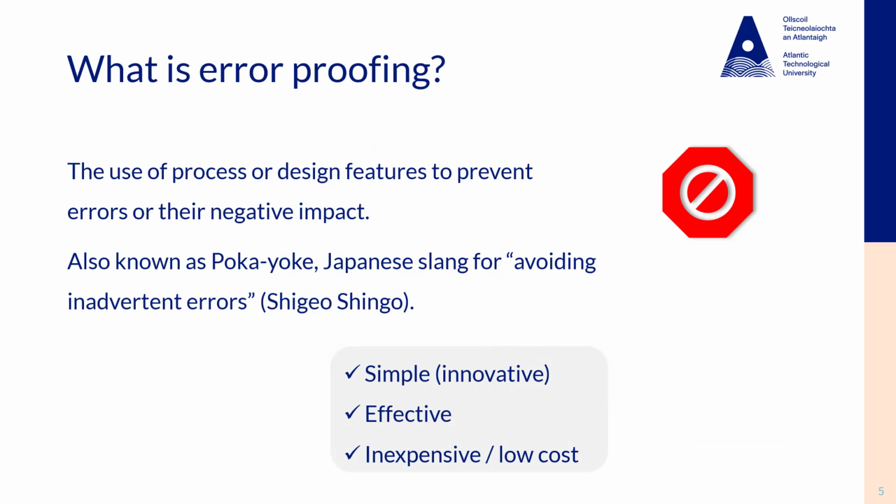So what is error-proofing? It's the use of process or design features to prevent errors or their negative impact. As I said, when the Japanese first introduced this as poka-yoke, that was a term for avoiding inadvertent errors. But ultimately, we want to come up with solutions that are simple and innovative. Simplicity is the greatest form of innovation, effective, and ideally low cost.